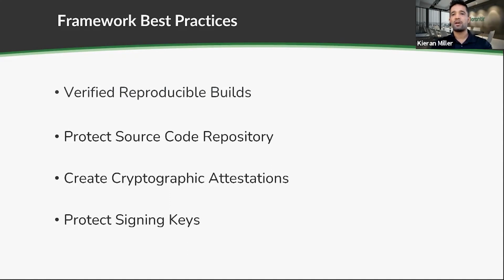But we're going to really focus on a few of their best practices. We're limited in time today, so we're going to focus on a couple of things that are common amongst these frameworks. One is verified reproducible builds. We'll go over in more detail what that means in a little bit. Second, how to protect your source code repository. At the end of the day, the source code repository is the source of truth, and so we want to protect it. Third, using cryptographic attestations to attest to the fact that a certain build meets certain criteria. And then, of course, if you're using cryptographic attestations, those are only meaningful if you protect the keys that are used to produce those attestations.